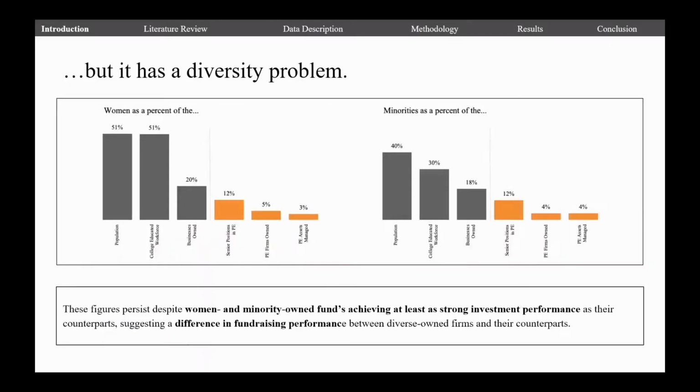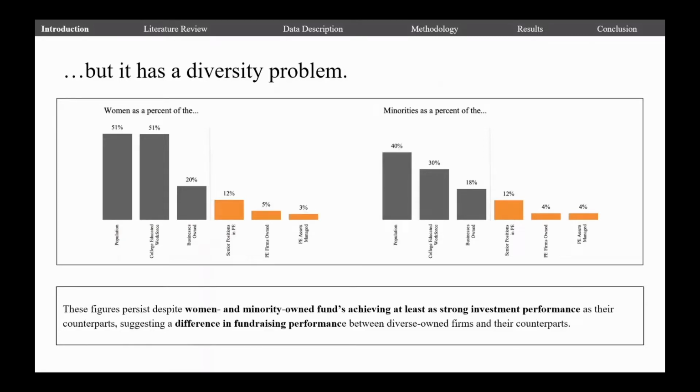But for all the industry's successes, private equity has a diversity problem. The private equity industry is generally dominated by white men, particularly at the highest levels. In this figure, we see that women and minority representation among senior positions in firm ownership in private equity significantly lags not only US demographic composition, but also the US college-educated labor force composition, suggesting their lack of representation in private equity is more than a pipeline problem.